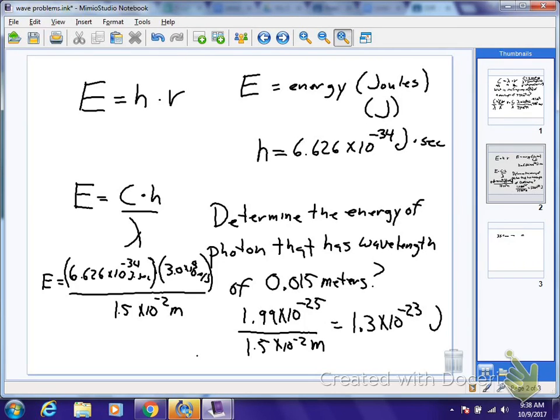So again, you would take c. I got them in the reverse order, but c times h divided by the wavelength. Then I simplified it, I multiplied it out. I got 19.9 times 10 to the minus 26, which, in scientific notation correctly written, would be 1.99 times 10 to the minus 25th. Then divided by the wavelength: minus 25 minus 2 is to the minus 23rd. So that would be your answer.